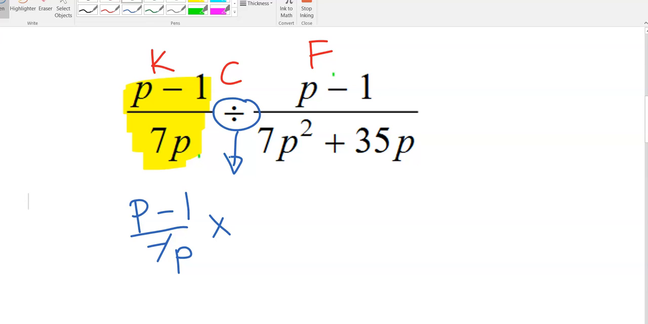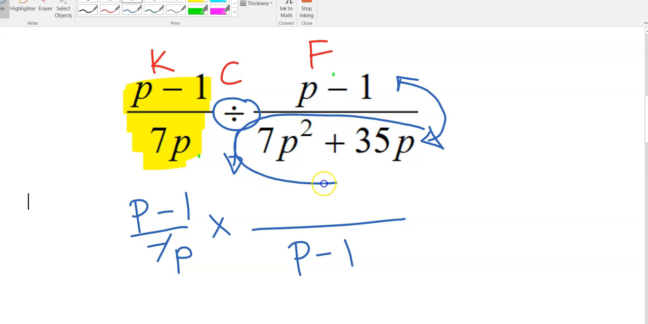And I'm going to flip this fraction here. So whatever's in the top, p minus 1, is going to go to the bottom. And whatever was in the bottom is going to go up to the top. So I had 7p squared plus 35p. And now it just becomes multiplying. Okay, so if you see a division, just keep the first fraction, change it to multiply, and flip the other fraction, and we'll do the same process.